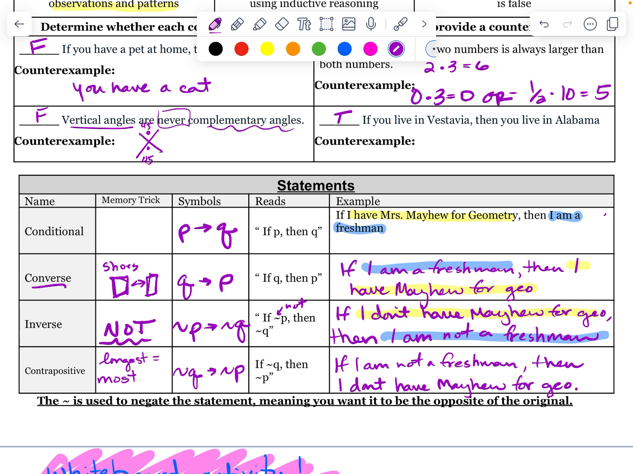Now, again, these aren't necessarily true, right? Let's see. If I am not a freshman, that was in blue. That was my original conclusion. I don't have Miss Mayhew for geometry. That was my original hypothesis. I have negated it. I've done it. I think we're okay so far.